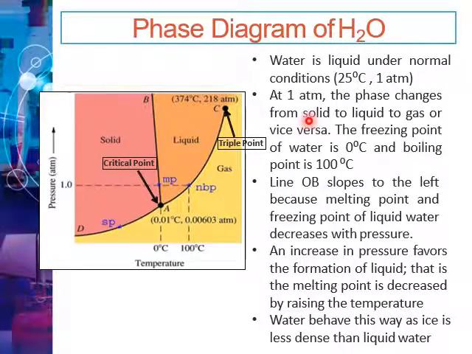And then, look at the slope. This is a slope between liquid and gas. AC is between the liquid and gas, AB is between solid and liquid, and AD is between solid and gas. This is the triple point.